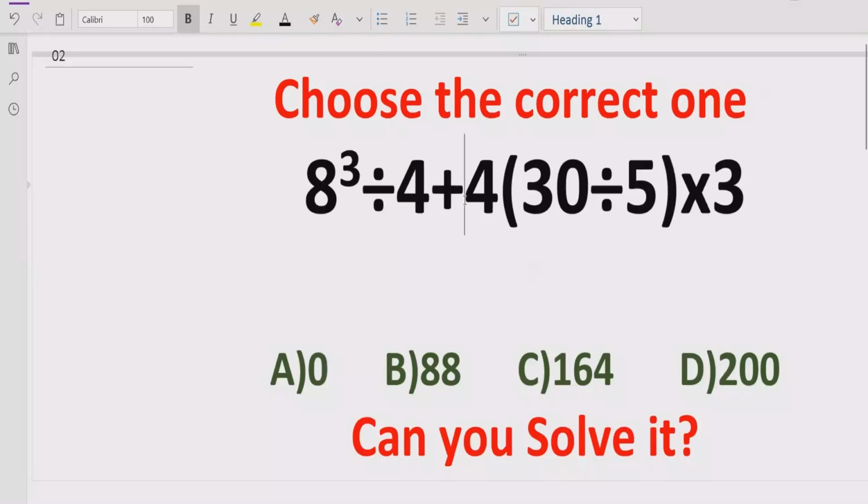Today we will solve another quiz which is related to arithmetic expression. The quiz contains the basic operations plus, minus, multiplication and division. So we have to solve this quiz using the PEMDAS and BODMAS method and find out the correct answer. In the answer list we have four answers. A is 0, B is 88, C is 164 and D is 200. So let's see after solving it which answer is correct.